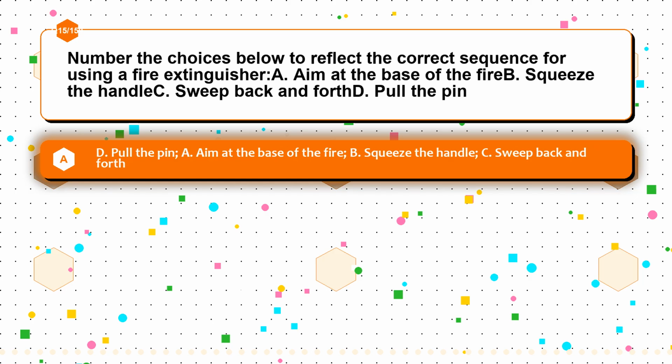The correct answer is option A. D, Pull the pin. A, Aim at the base of the fire. B, Squeeze the handle. C, Sweep back and forth.